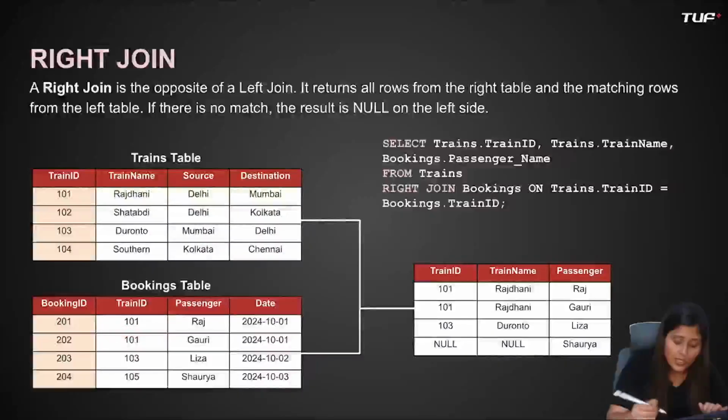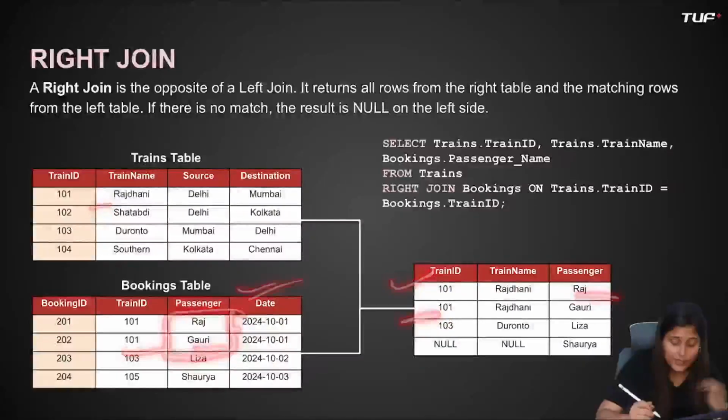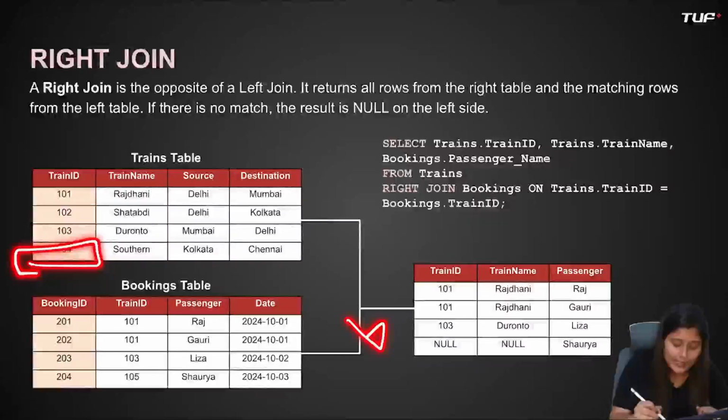101 is common and matching. Okay, so 101 will be there for Raj and Gauri, because we have to take it from the right table, so we'll take it. Now 103 is matching, yes, so you will do that. Now 105, okay, 105 is not there in the left, but we have to take 105 also. So 105 Shaurya, because it is a right join, so it will take all the rows here. Now as you can see, 104 is not there, so you will not be taking it.